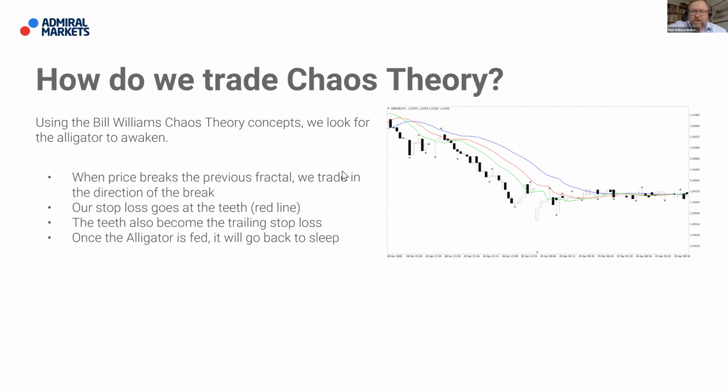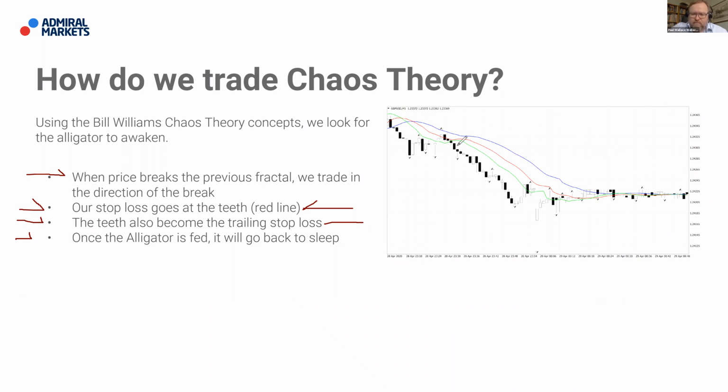So how do we actually trade chaos theory? How do we actually use this? Well, using the Bill Williams chaos theory concepts, we look for the alligator to awaken. Okay, so here we go, let's just draw it. When price breaks the previous fractal, we trade in the direction of the break. Our stop loss goes at the alligator's teeth, which is the red line. The teeth also becomes the trailing stop loss. And once the alligator is fed, it will go back to sleep. That's what we're looking at.